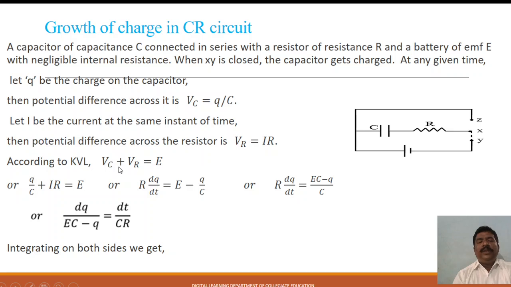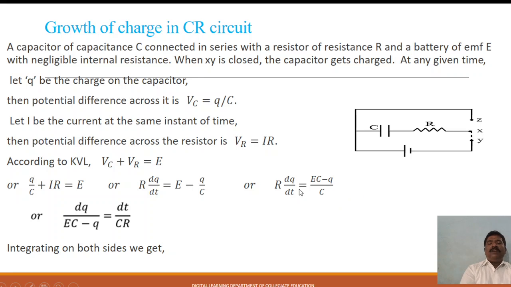So when you are substituting the value of Vc, which is equal to Q divided by C, what is the voltage drop across the resistance? I into R, which is equal to E. And relating the expression, I is equal to dq divided by dt. So I into R means R dq by dt equals E minus Q divided by C. We can rewrite the expression as R dq by dt is equal to (EC minus Q) divided by C.